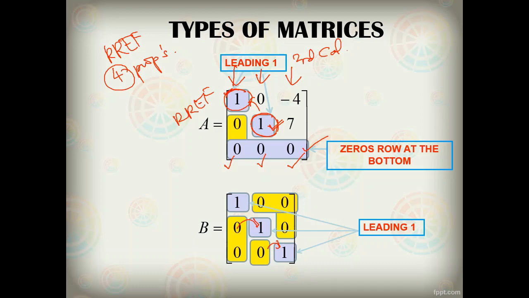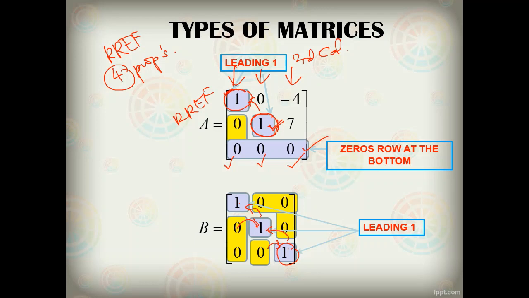The third one: the leading one must appear to the left of the previous leading one's row. Okay, so yes, it appears to the left of this row, and this one appears to the right of the previous row. So the third condition is also satisfied.